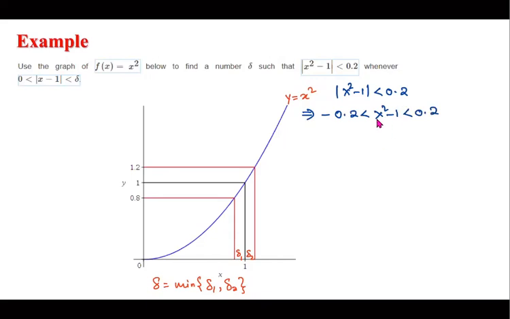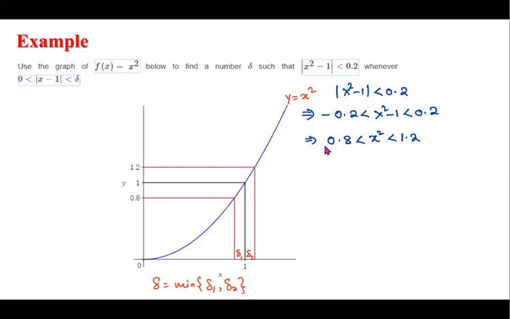We are looking for the value of x, so we need to add 1 everywhere. If I add 1 here, it will be 1 minus 0.2, which is 0.8, is less than x squared, because 1 and 1 cancel and we are just left with x squared. Adding 1 on the right, it will be 1 plus 0.2, that is 1.2. Note that you get these numbers, 0.8 up to 1.2, for x squared. The y value is between 0.8 and 1.2. So what is the range for x? That's what we want to find.